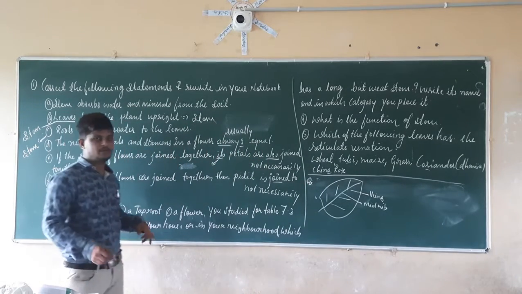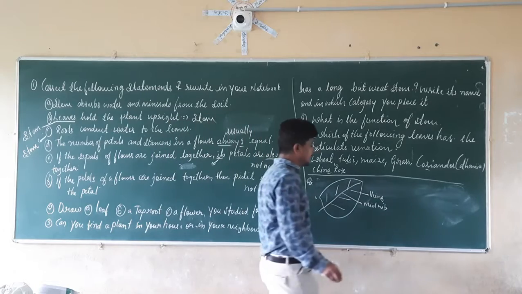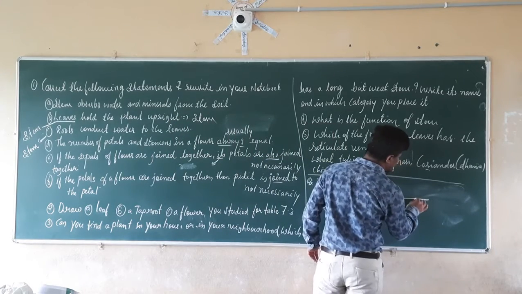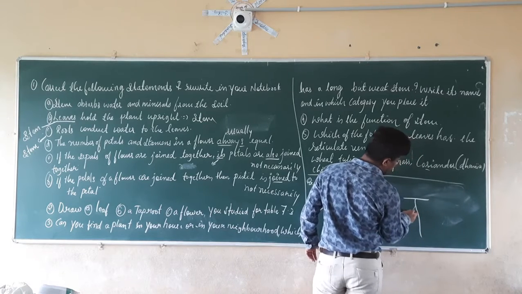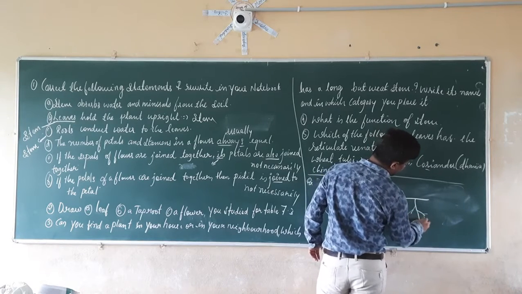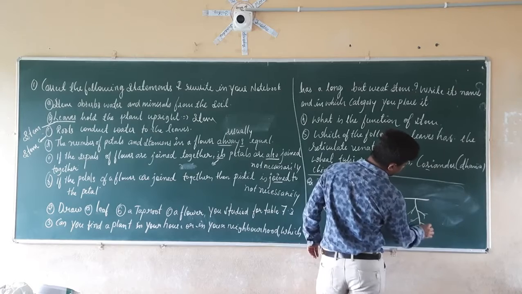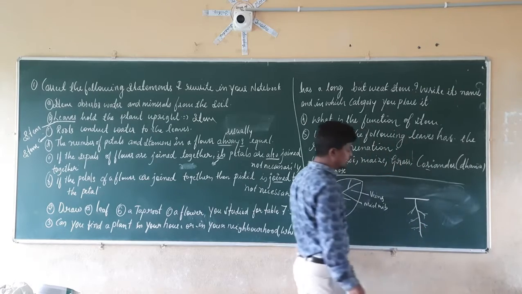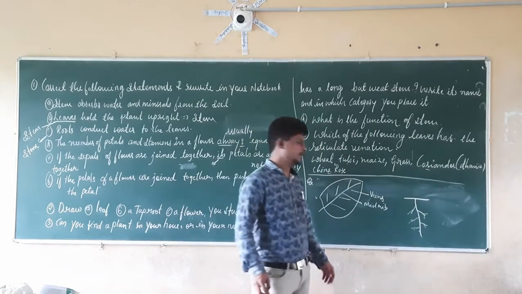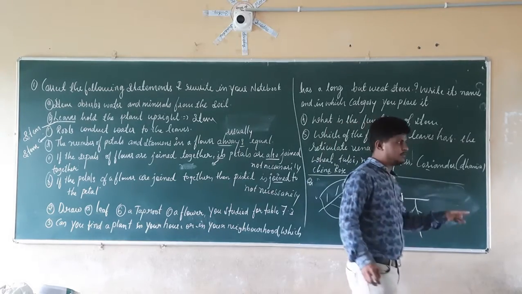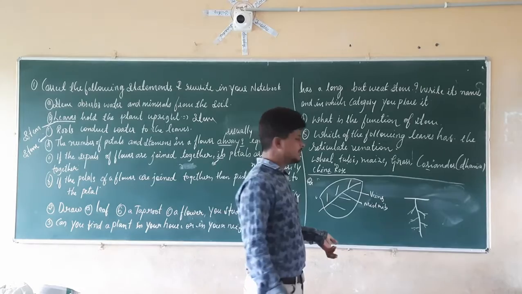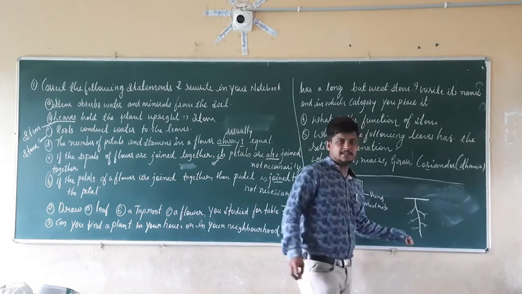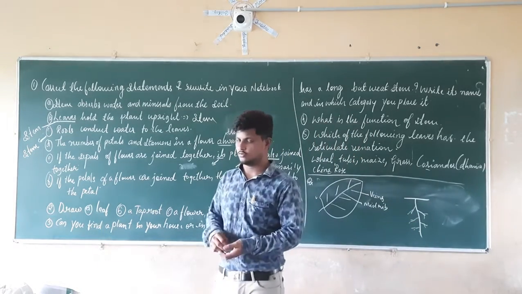Secondly, a taproot. We have to show a taproot. So the taproot goes like this. There will be branches of the taproot. These branches are nothing but the lateral roots. Another type of root is the fibrous root. So this is an example of the taproot.